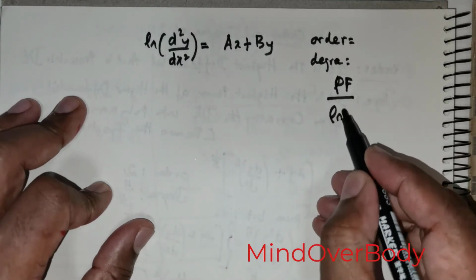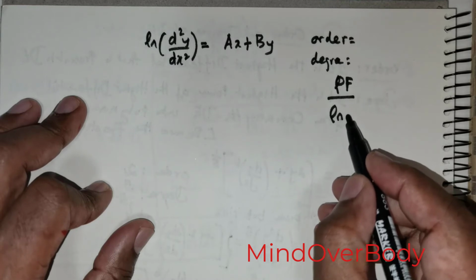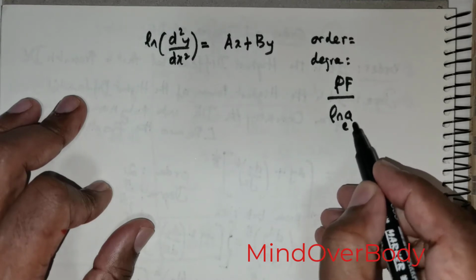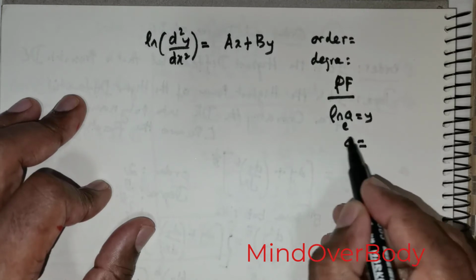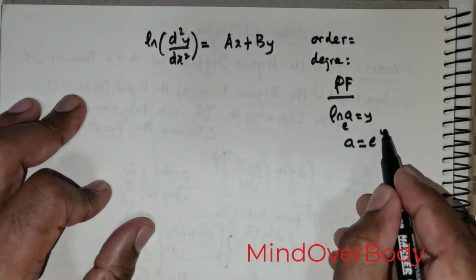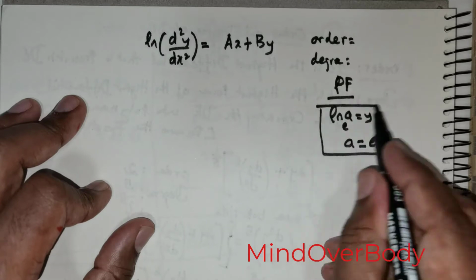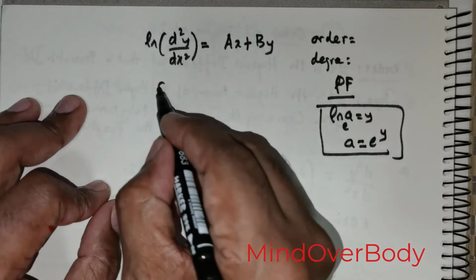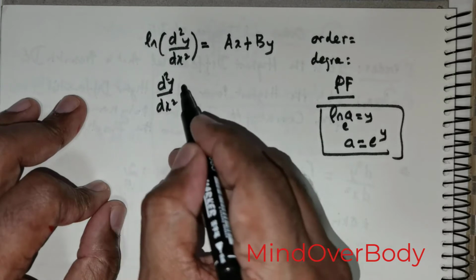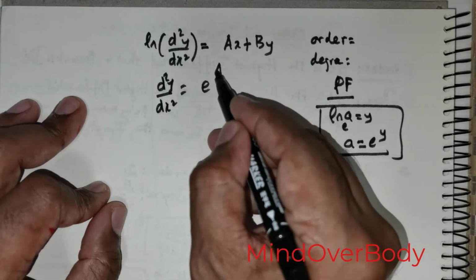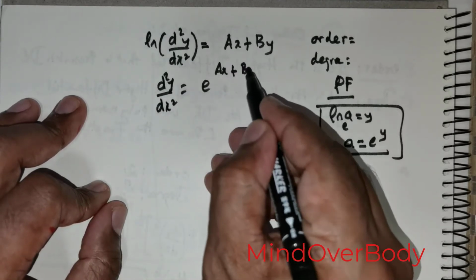Now clearly I know that if I've got something like ln a to the base e equal to y, by logarithmic laws I can write this as a is equal to e raised to the power of y. Using this law, I'm going to write this as d squared y over dx squared is equal to e raised to the power of a times x positive b times y.